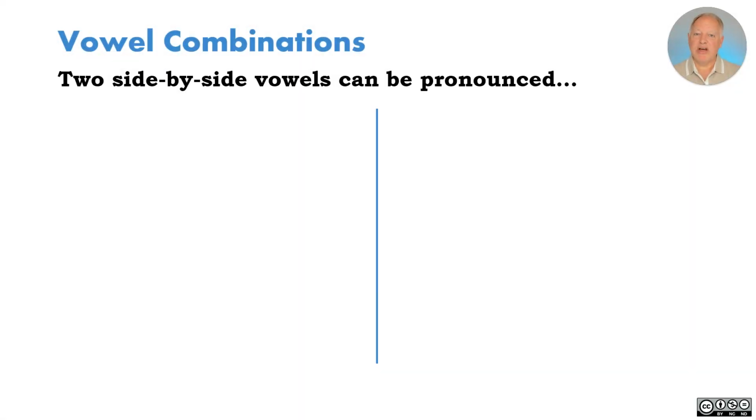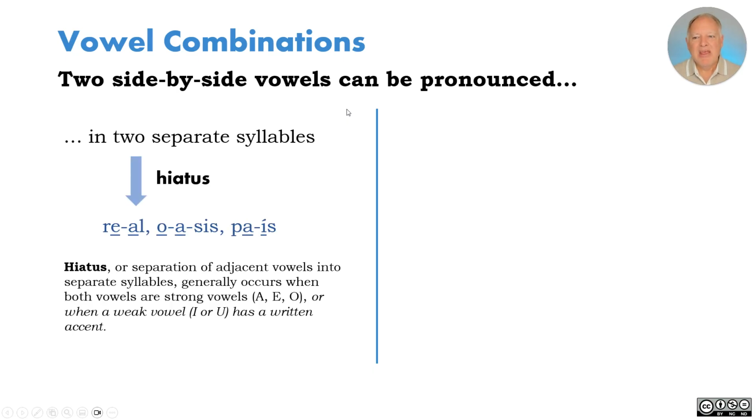All right, so now that we've talked about the simple vowels, A, E, I, O, U, what they sound like, how they're spelled, let's move on to talking about vowel combinations. So what happens when we have 2 vowels side by side? Well, a couple different things can happen. We can pronounce those vowels as 2 separate syllables. Now, there are rules for this. It's not a free-for-all, so I'm going to explain that.